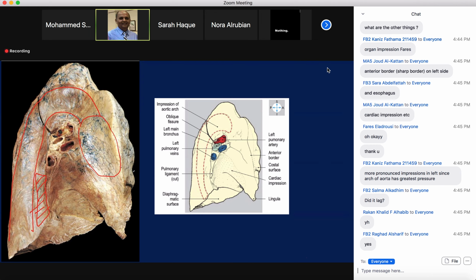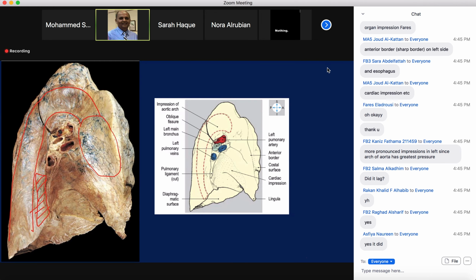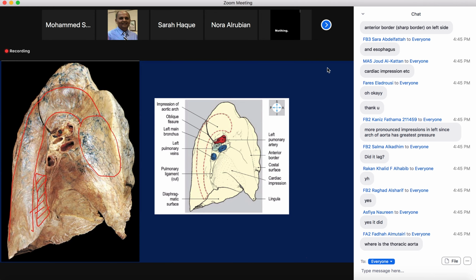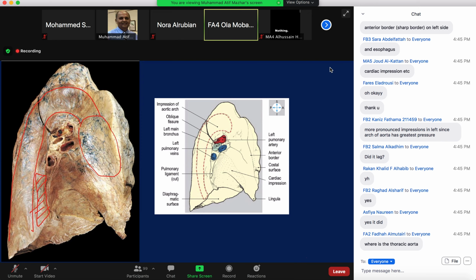What impression is below the hilum? This one? Actually, as I told you, this is not a 3D view. This is the diaphragmatic surface. It's just a little bit of an impression, because the heart comes in between. The thoracic aorta, it's the descending one. Are we good?